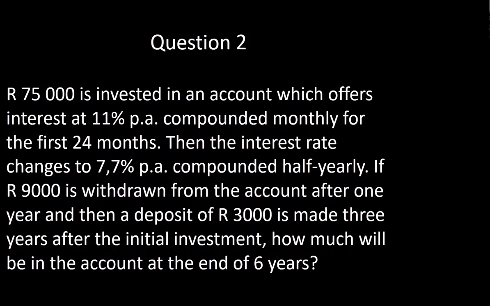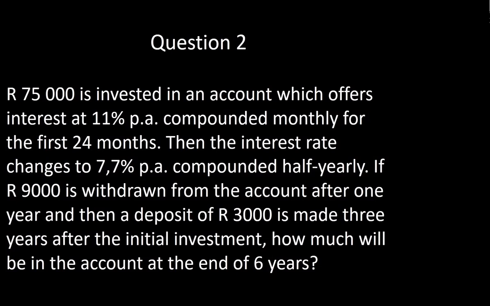Here we are told that 75,000 Rand is invested into an account which offers interest at 11% per annum compounded monthly for the first 24 months. Already, because they've said the first 24 months, you know something's going to change here with the interest rate. So even though with you guys I am just reading portions and putting information in portions on the timeline, generally I would do a read of the question right till the end and then see whether my timeline needs to be months, years, or quarters, or whatever the case is.